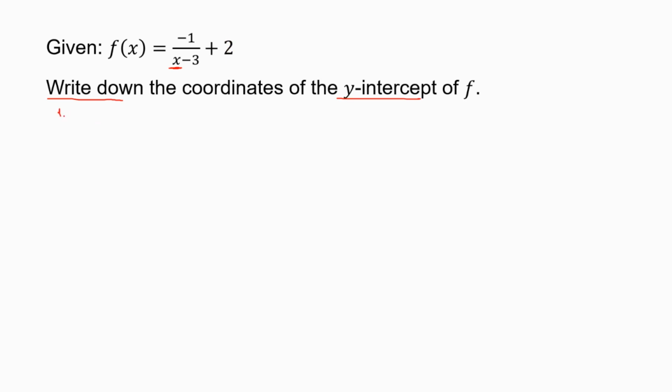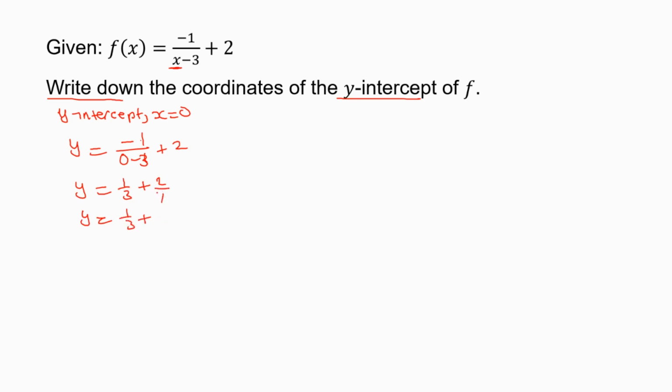So for the y-intercept, x is equal to 0. So y is equal to negative 1 over 0 minus 3, plus 2. The negative 1 over negative 3 is just 1 over 3 plus 2. And then y is equal to 1 over 3 plus 2 over 1.